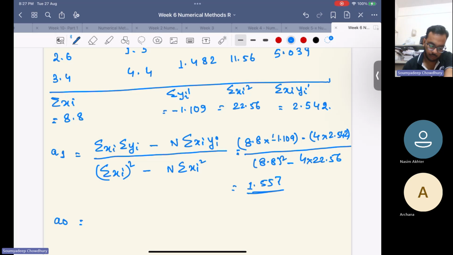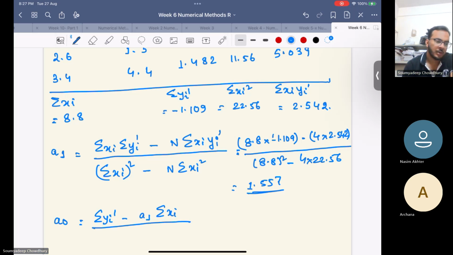And A naught. What is A naught? It is summation yi, here not yi, it is all our yi dash, right? So summation yi dash minus A1 summation xi, by n. So it is basically minus 1.109 minus 1.557 into 8.8, by 4.